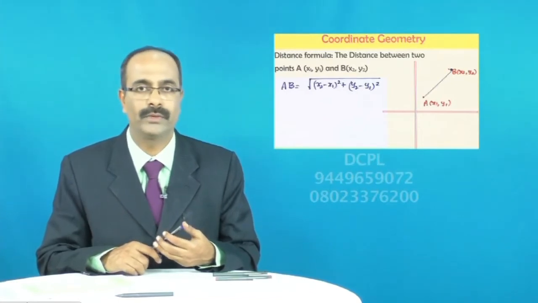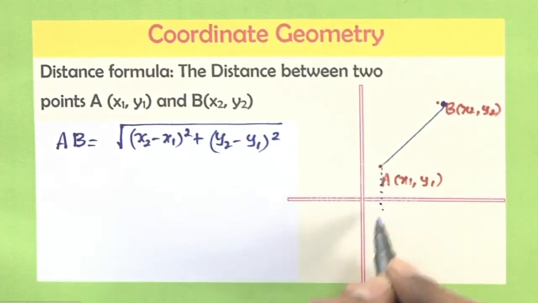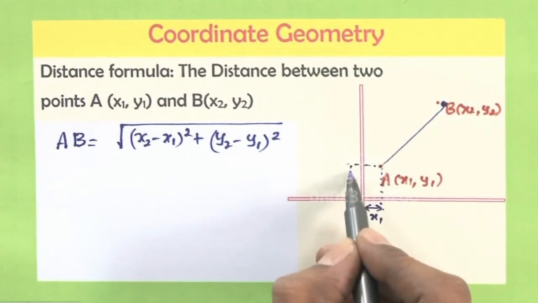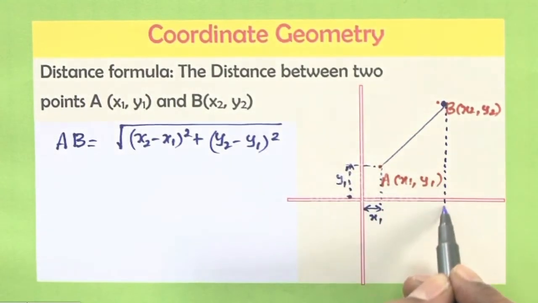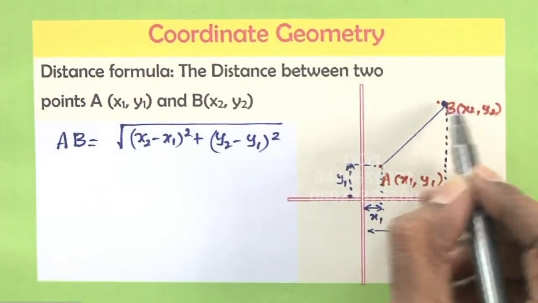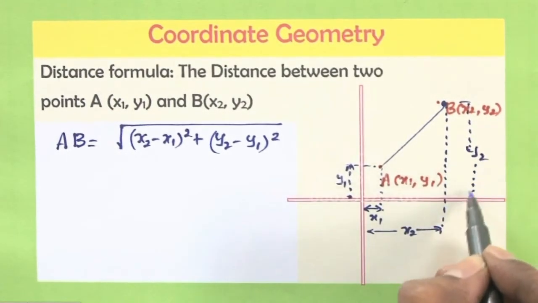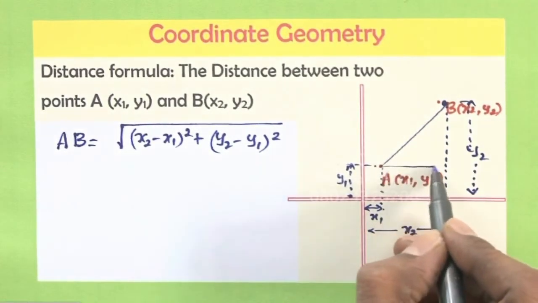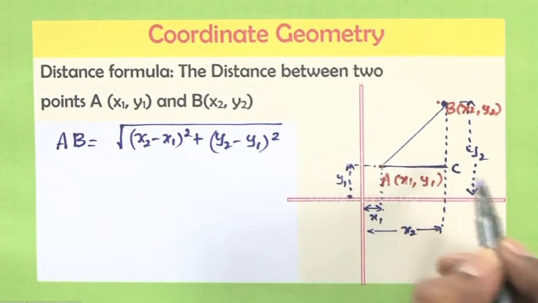What is that proof? Look at this carefully, dear students. Do you agree with me? This distance is x1. Is that correct? And this distance is y1. Similarly, this particular distance is x2. Is that correct? And this particular distance is y2. So now, you call this AB, and let me erect a perpendicular from this line to this point. Let me call this C.